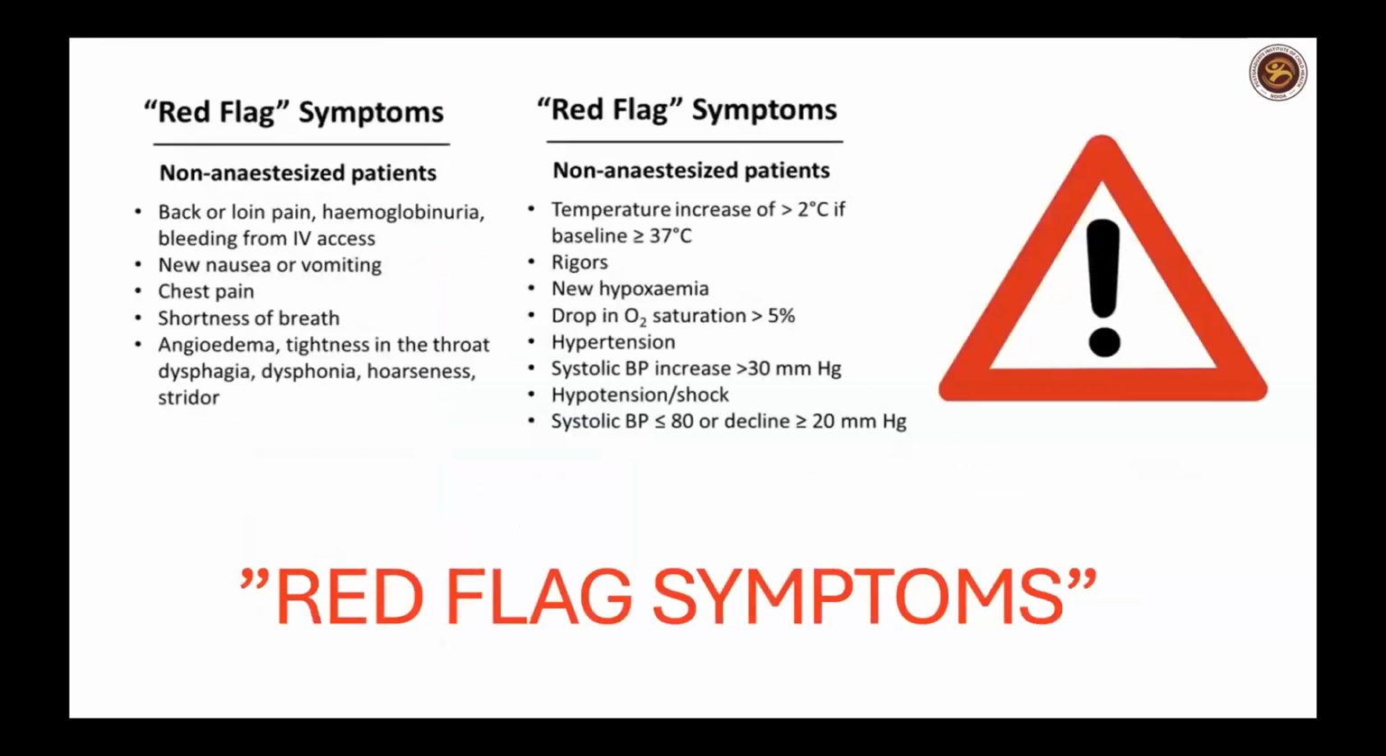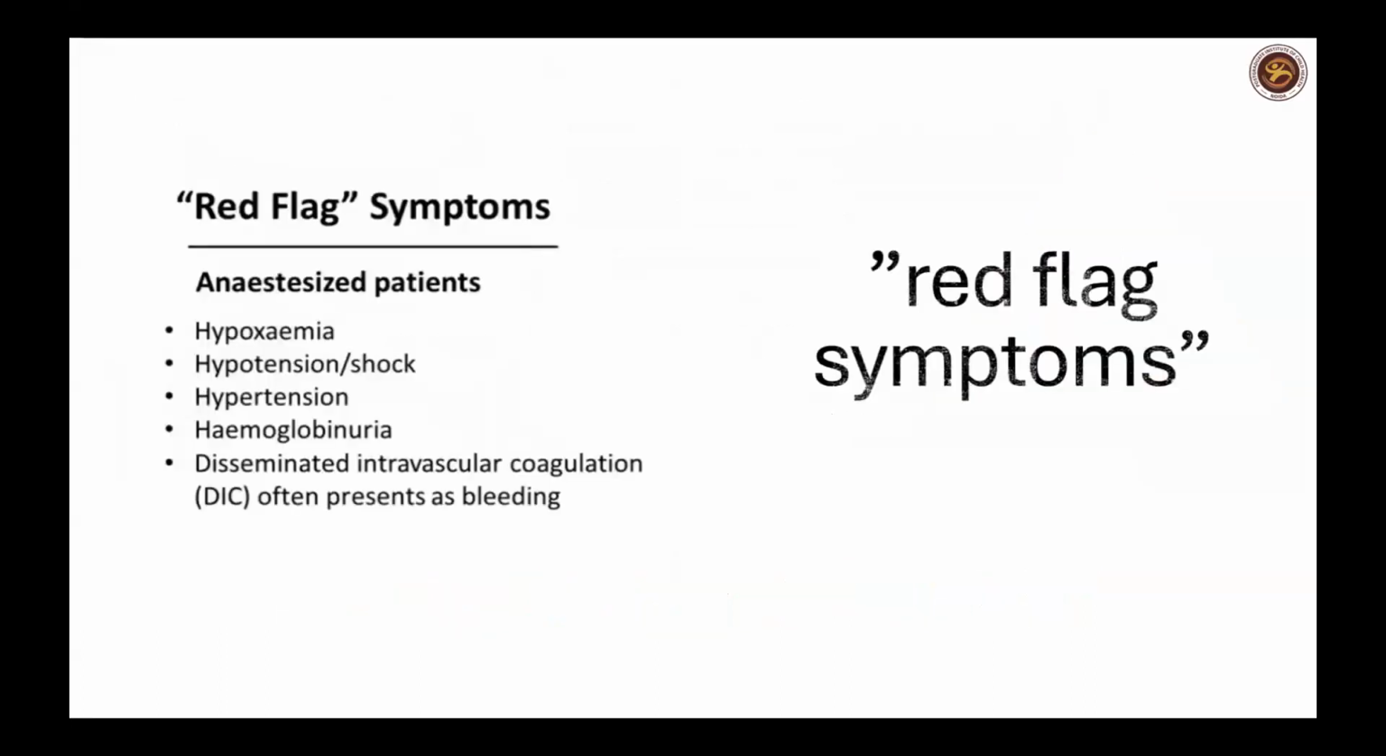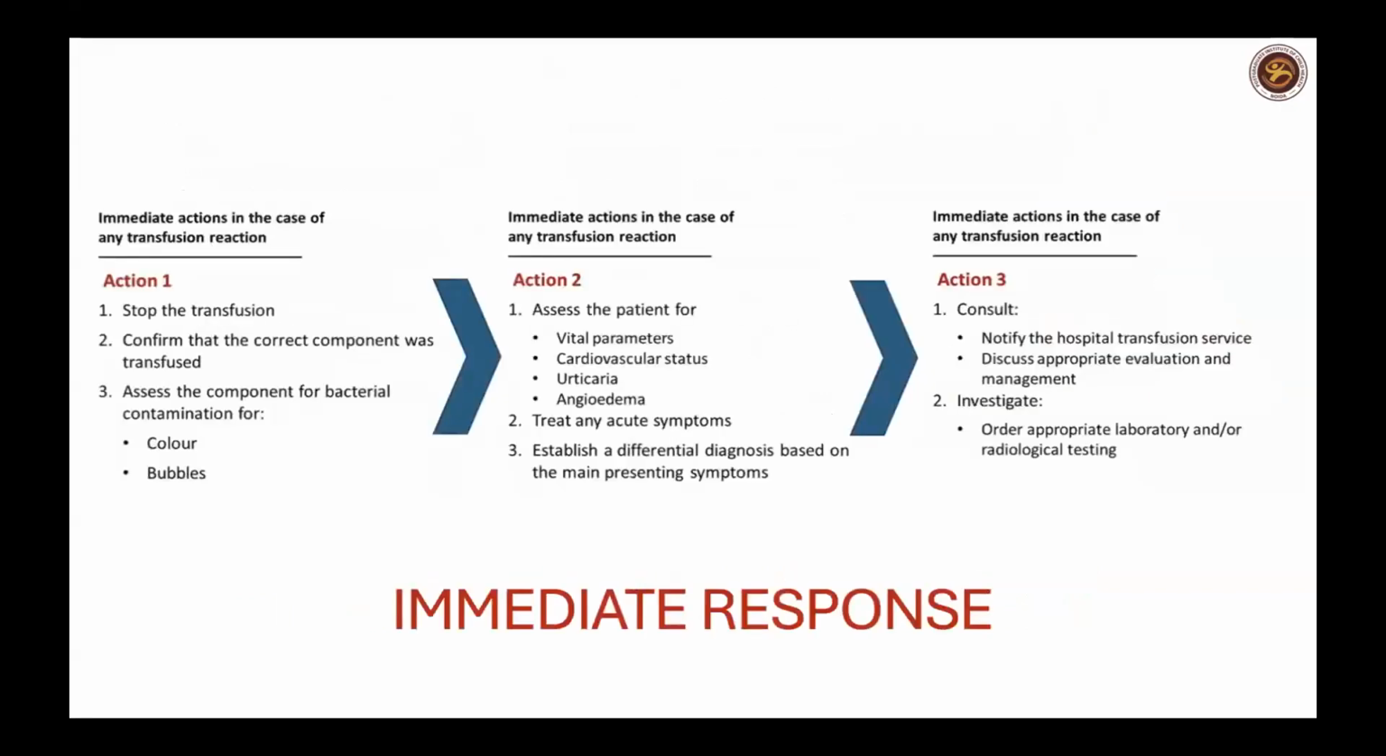There are some very important red signs which I feel every physician who's offering a blood transfusion should know about. As soon as you initiate a transfusion, if there is back pain, loin pain, hemoglobinuria, new vomiting or nausea, chest pain, shortness of breath, angioedema, rise of temperature, rigor, hypoxemia, or any change of vitals, it indicates a transfusion reaction and should be monitored and reported. In an anesthetized patient, a new finding of hypoxemia, hypotension, shock, hypertension, hemoglobinuria, and DIC can be a sign of a blood transfusion reaction. As soon as a blood reaction is suspected, one should stop the transfusion.